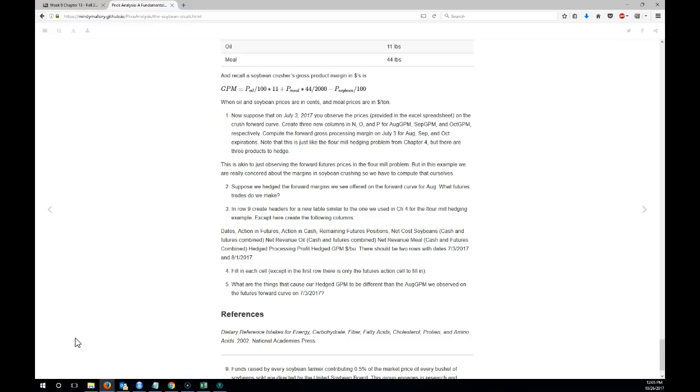Alright, welcome back to the exercises for Chapter 13. We have basically finished number 1, and we're going to start working on number 2 and the rest of them. So number 2 says, suppose we want to hedge the forward margins we see offered as of the August expiration. What trades in the futures market do we make?